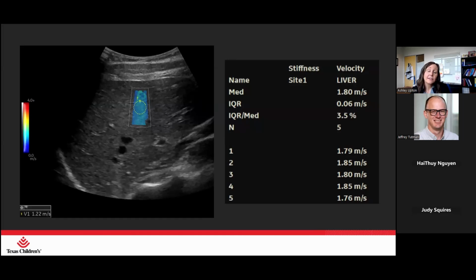And then at the end of an elastography exam, the machine calculates the median stiffness and the IQR median ratio percentage. This percentage should always be less than 15% if you are using meters per second, or less than 30% if using kilopascals. If this percentage is higher than those values, the measurements are unreliable and they need to be redone. The same process is used for the spleen as well. It uses the IQR median ratio, and it should also be under 15% for meters per second or 30% for kilopascals.